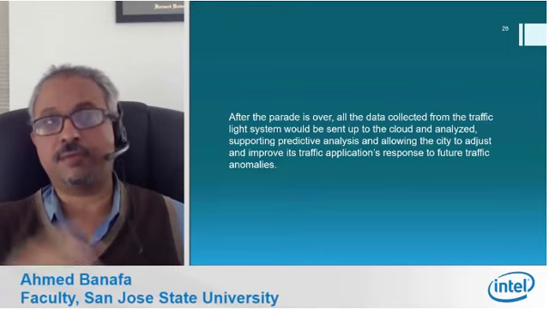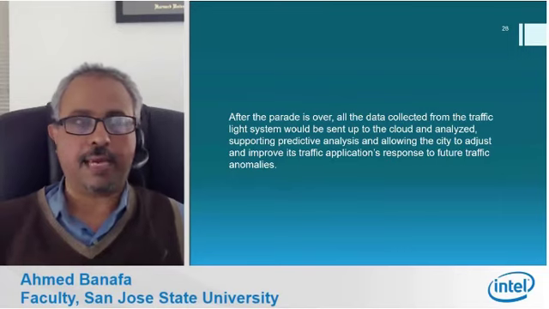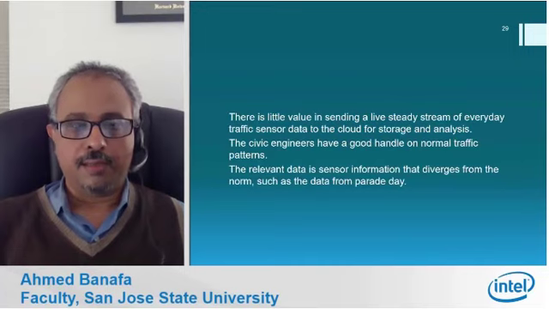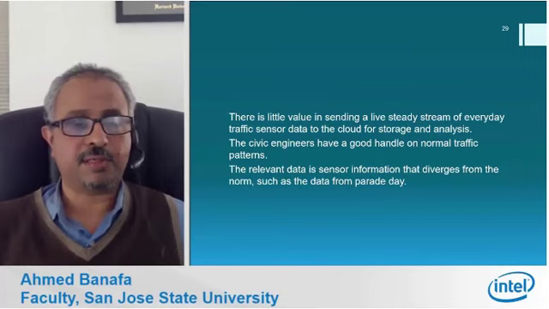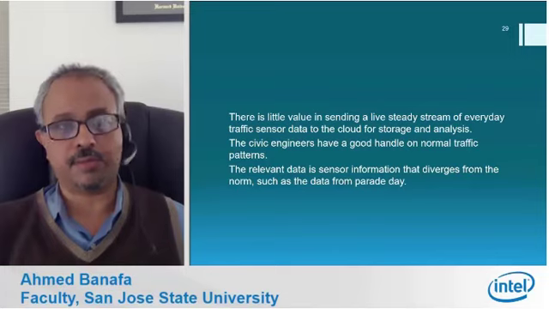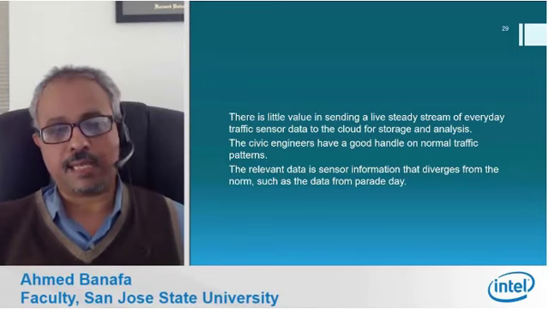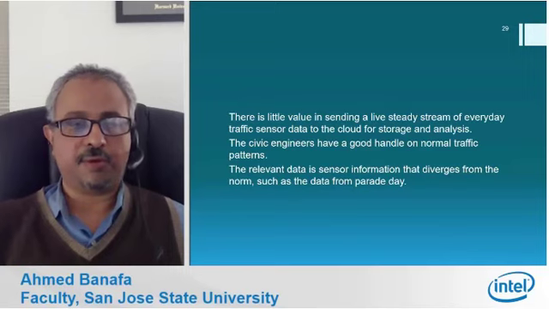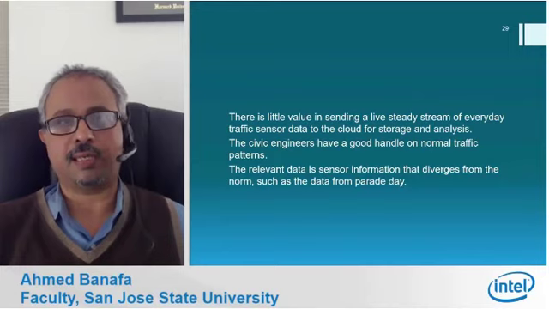And it's not only for the parade, but for anything: constructions, changes, adding new public transportation. There is little value in sending live streaming from everyday traffic to the cloud for analysis, because nothing has changed. The civic engineers have a good handle on the normal traffic because we know exactly how it goes every day. They live in the city, they plan it, they understand it. The relevant data is sensor information that diverges from the norm, such as the data we get from the parade day. That's the one that I need, just in case.